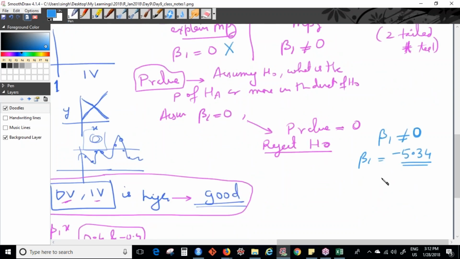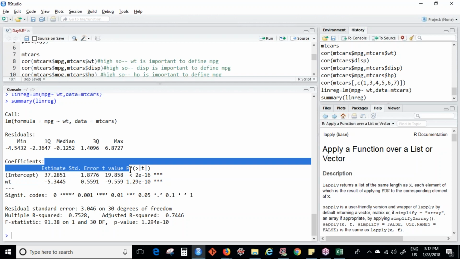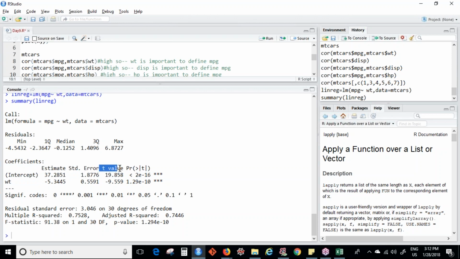So now you got your value of beta, so you can come up with your equation. Beta 1 is minus 5.34 into weight. This is how you interpret the output, and this is very important, guys. What you see here is a t-test going on, and from the t-test you get the probability out, the p-value out. This is your p-value.